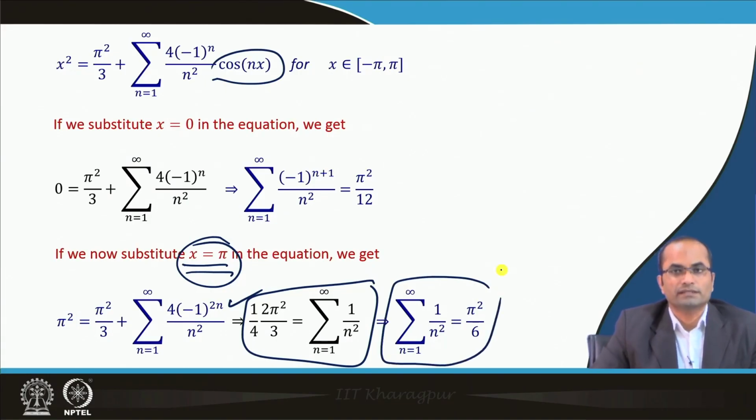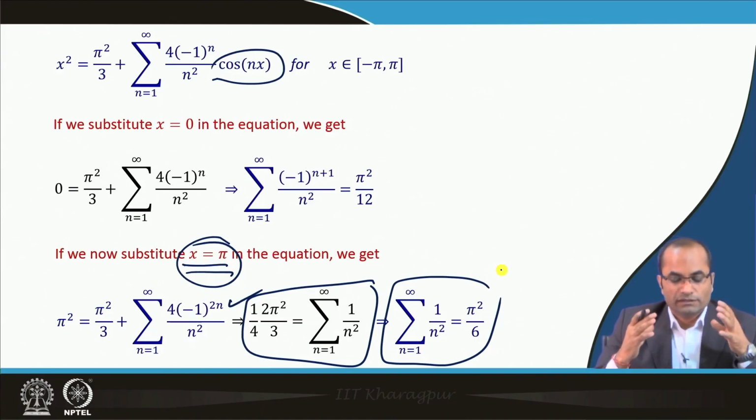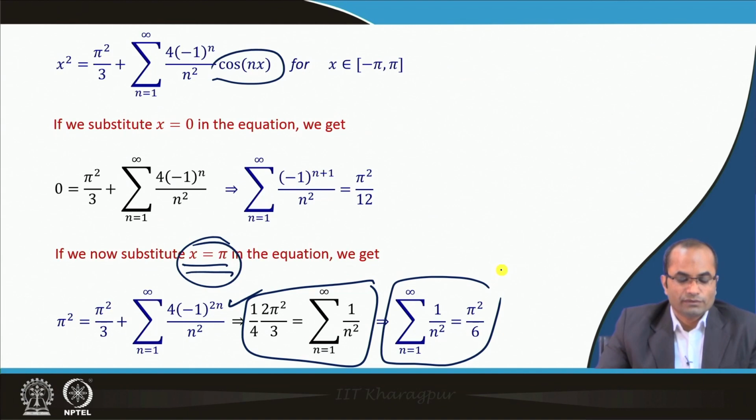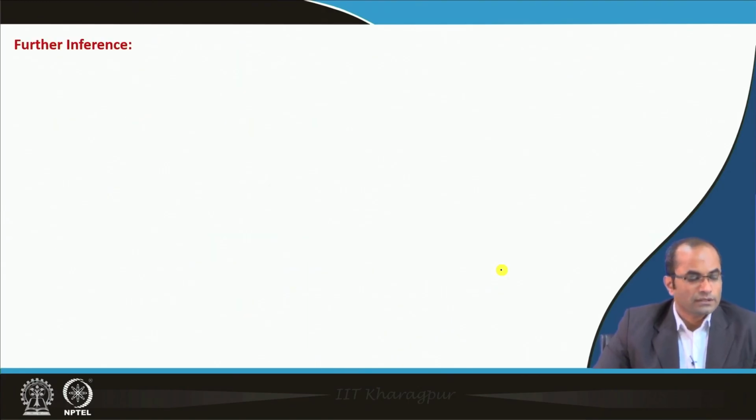1 over n square, and the value is coming pi square by 6. So, this is a nice application where, using this convergence theorem, we can get the value of various series. We will also observe in the next lectures again that many complicated series we can get with the help of this convergence result.